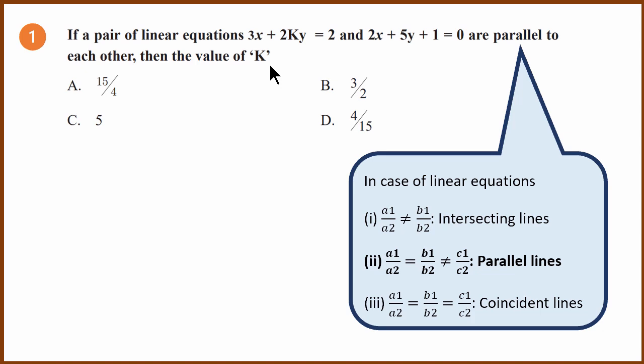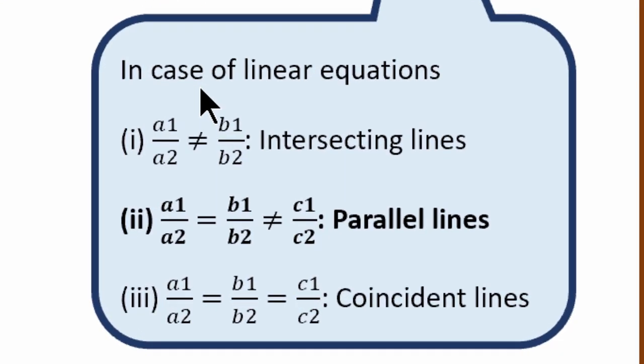What do I mean by that? In case of linear equations, we can tell whether it's an intersecting line or a parallel line or a coincident line by looking at the ratio of the coefficients. In case of parallel lines, the ratio a1 divided by a2 will be equal to b1 divided by b2. We will use this to solve this problem.